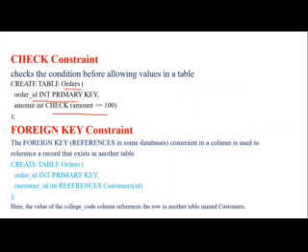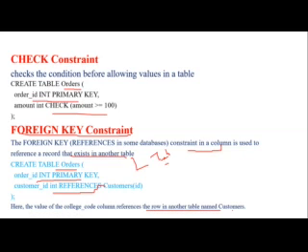Then the foreign key constraint. It is also meant for referential integrity. It is a constraint on a column used to reference a record that exists in another table. Let's assume we create table orders where order ID is int primary key and customer ID is int references customer ID. The simple thing to understand: if you want to relate any two tables, we can go for the foreign key constraint. We can create the link between the two tables with its help. Here the value of the column references the row in another table named customers.